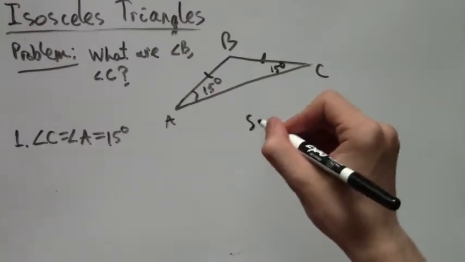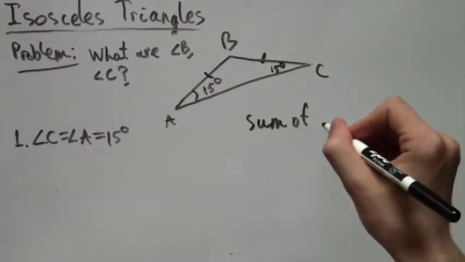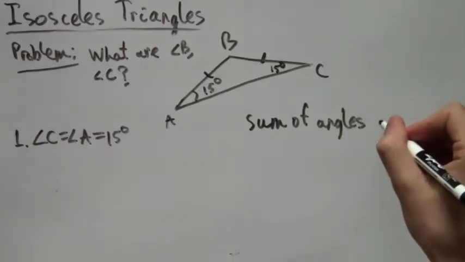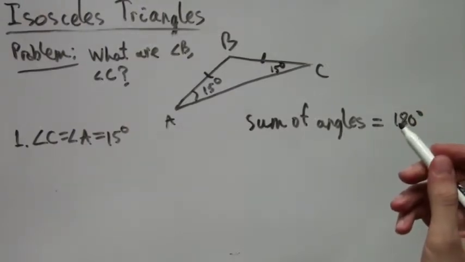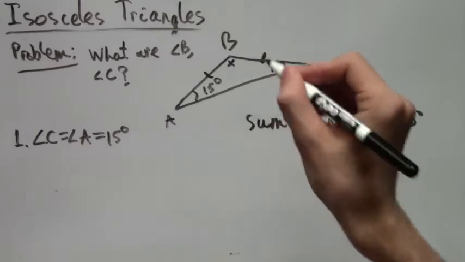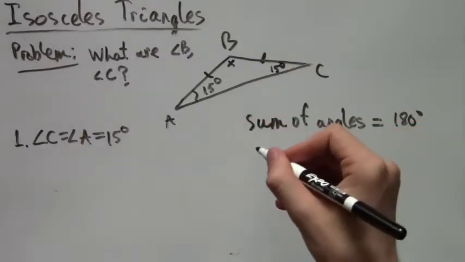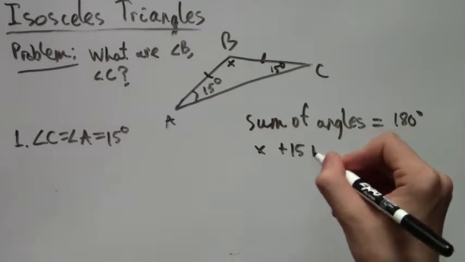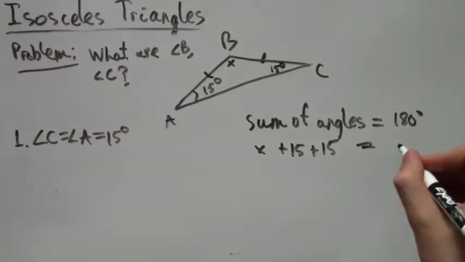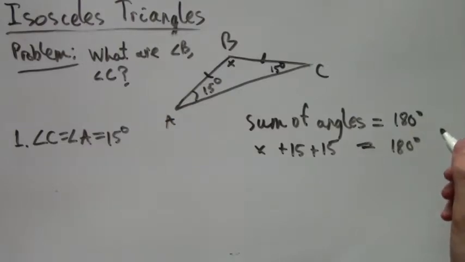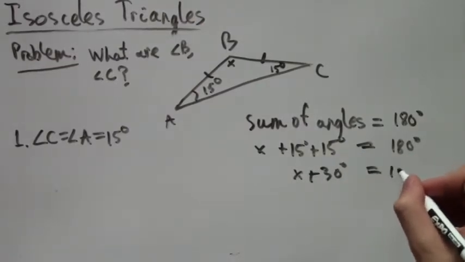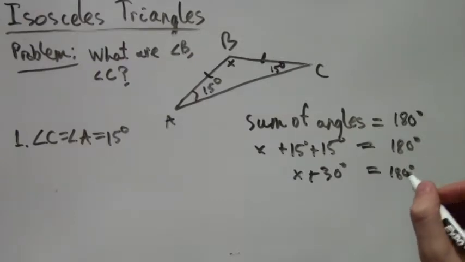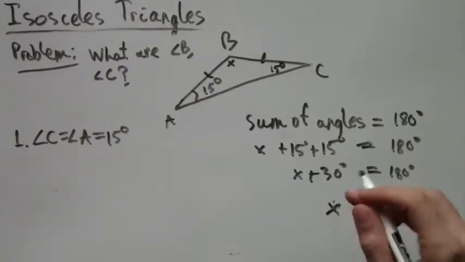Now here we use the fact that the sum of the angles of a triangle, the interior angles, is always 180 degrees. Since we know two of the angles, we must know the third as well. So we're going to label it x, and let's calculate. We got x plus 15 plus 15, all the angles, and added together they should equal 180 degrees. But this is a simple equation, and we just need to solve for x. So I get x plus 30 equals 180, and then we subtract 30 on both sides, and we get x equals 150 degrees.